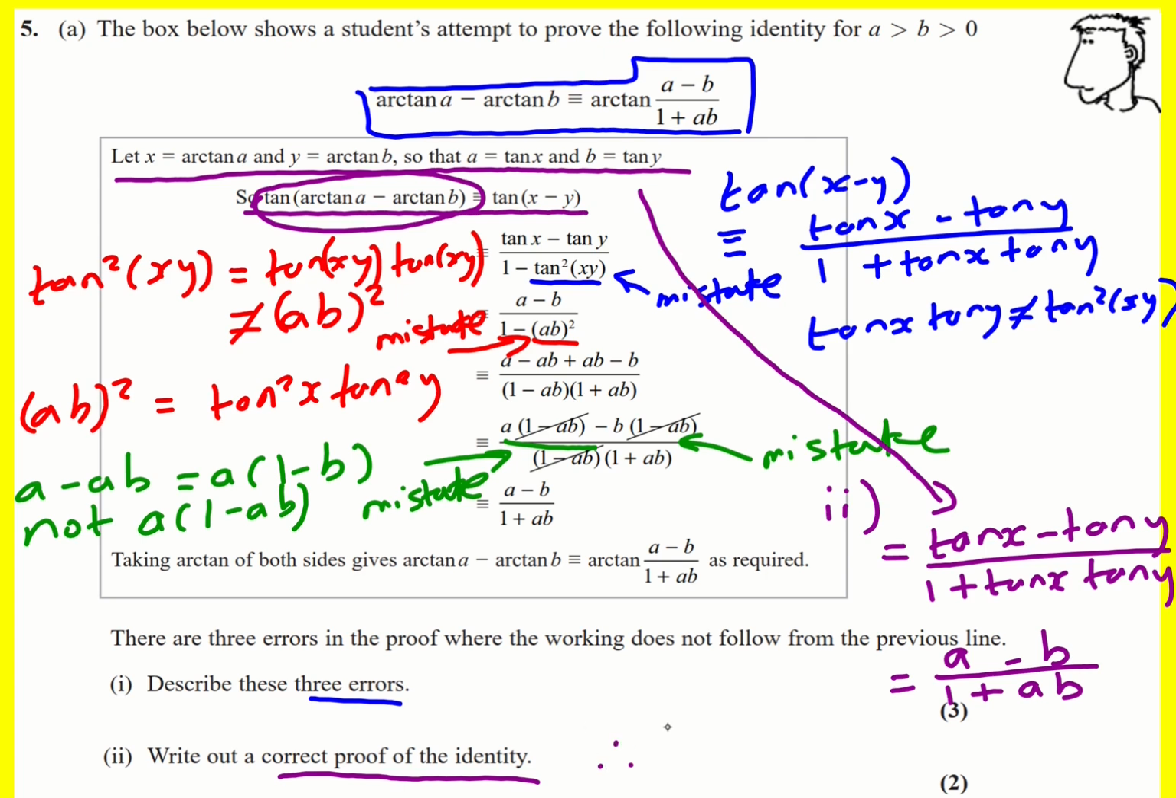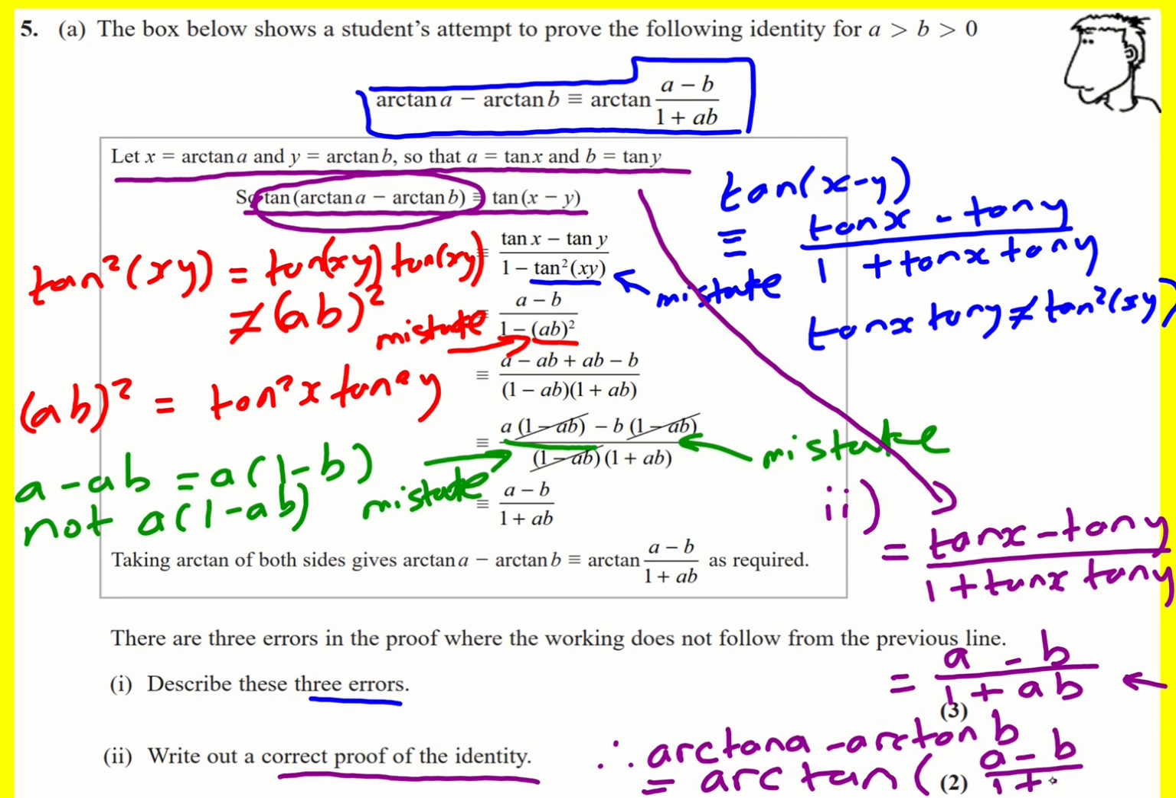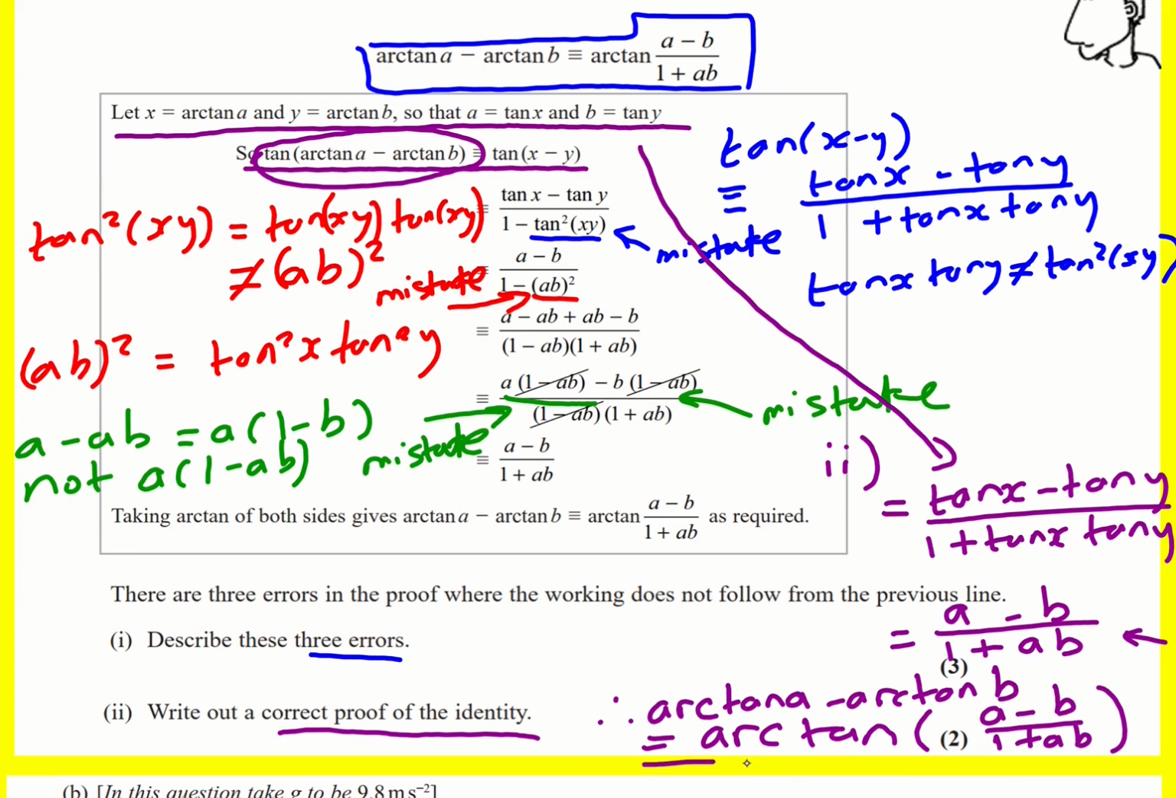So therefore, if I write it back as arctan A minus arctan B, then it's going to equal, now I need to do arctan of this thing that I just found. Okay, and then the proof is complete.